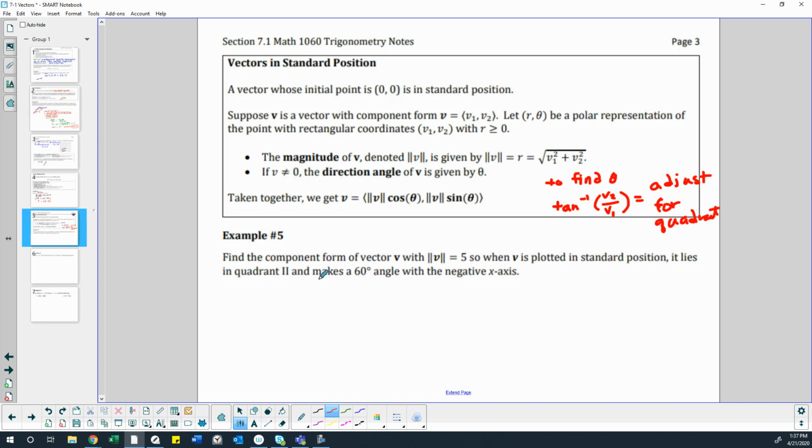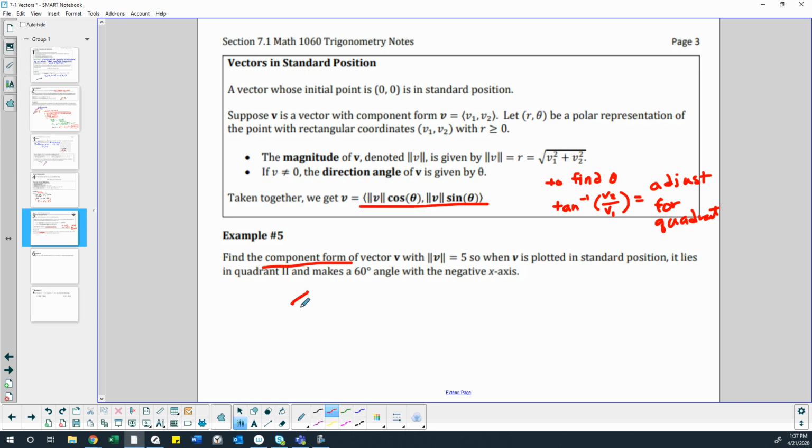Okay, example 5. Find the component form of the vector v with magnitude 5 so that when v is plotted in standard position, it lies in quadrant 2 and makes a 60-degree angle with the negative x-axis. Oh, this one's easy because we're just finding the component form. So all we have to do to find the component form is use this formula.